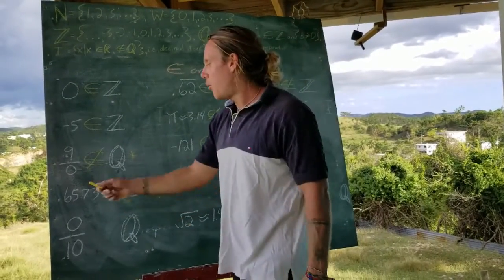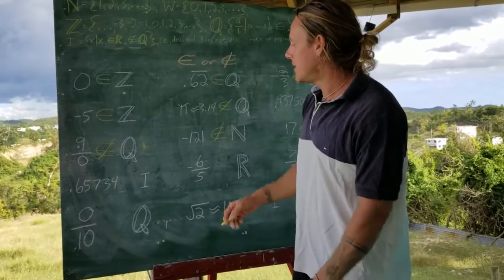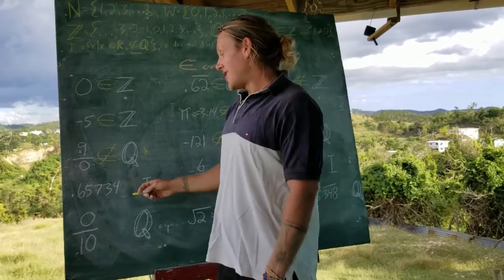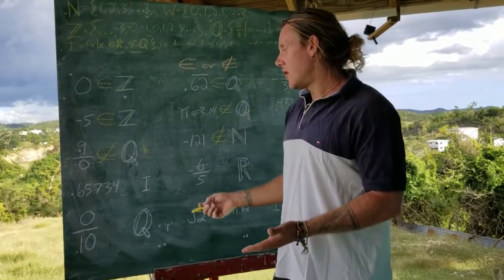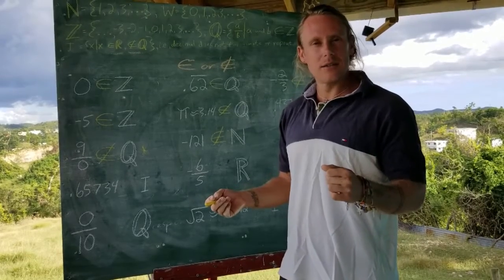All right, how about 0.65734? Is that an element of the irrational numbers? Well, we've got a long decimal expansion, no repeating marks, so looks like irrational to me. No, Damaris is giving the eye.